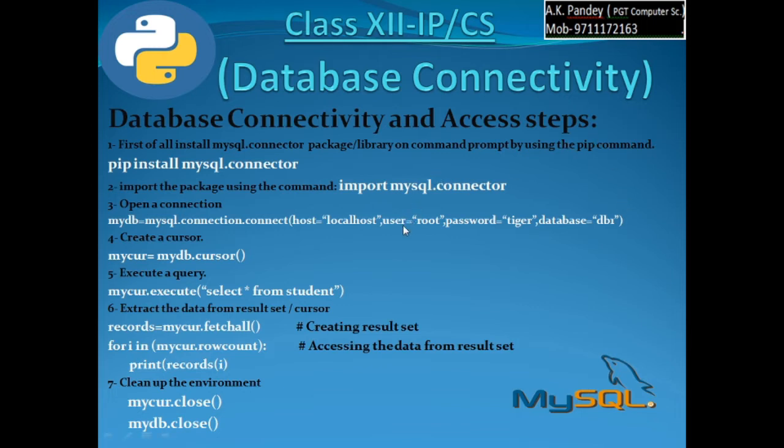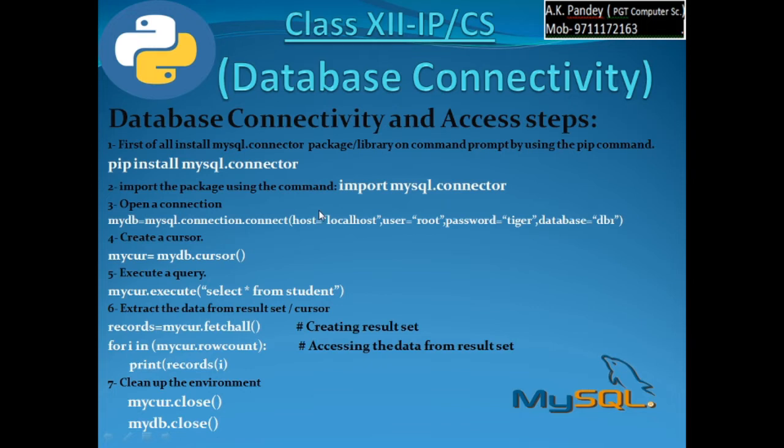Then user equal to root. You have an admin-level user which is already inbuilt in MySQL, and its name is root. And password equal to inverted commas. Here you have to write the password of your MySQL. If you have defined one, you can write the password. If you have not defined one, you can write inverted commas two times, an empty string. Then database equal to db1. Here you have to write the name of the database in which you want to work. That should already be created in MySQL.